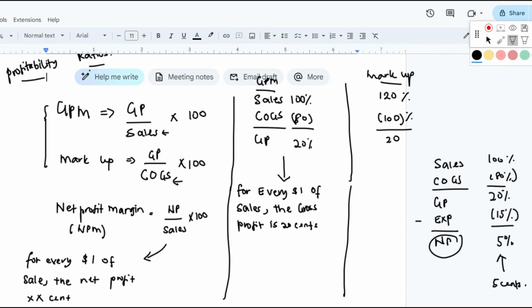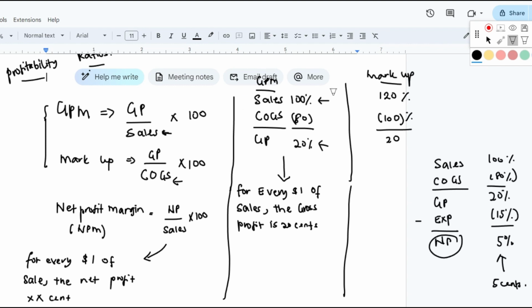Now I've introduced three ratios. What are they? Gross profit margin, markup, and net profit margin. So GPM is gross profit over sales, markup is gross profit over cost of goods sold, and net profit margin is net profit over sales. So basically, if you get gross profit margin like what I have done here, you know that gross profit is 20%. Since the denominator is sales, sales would be 100%.